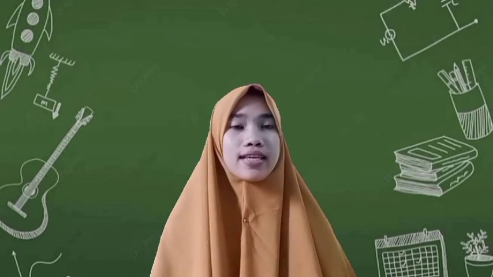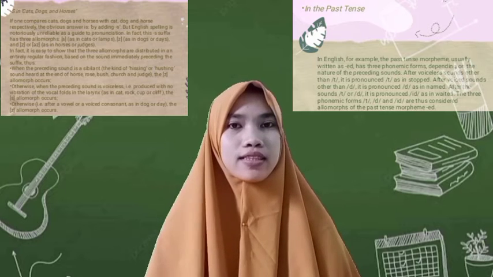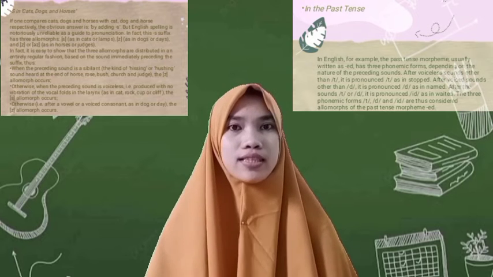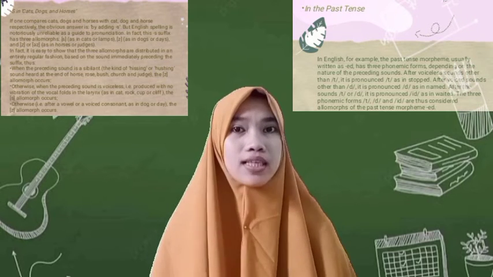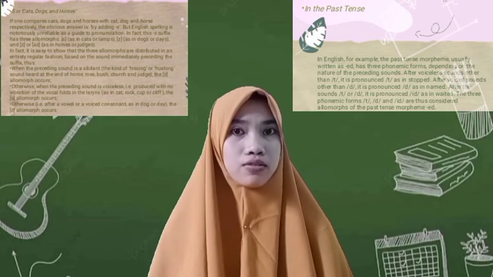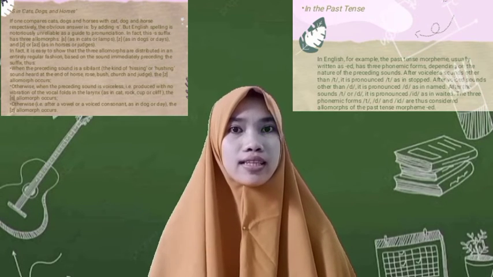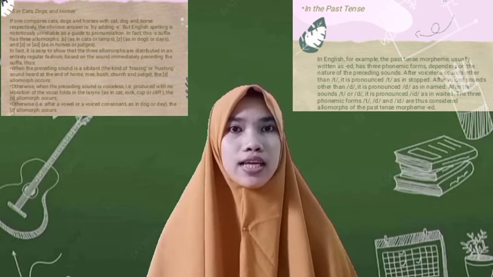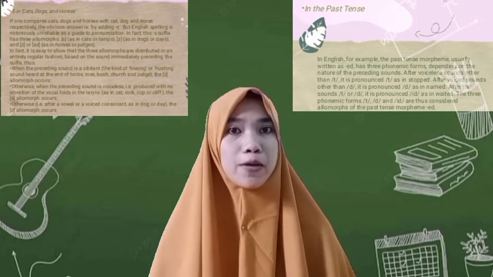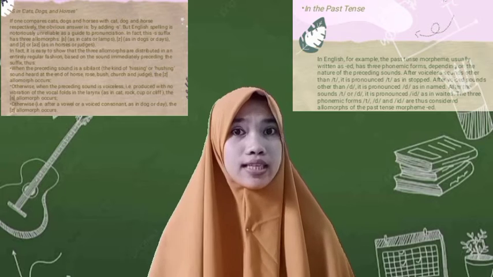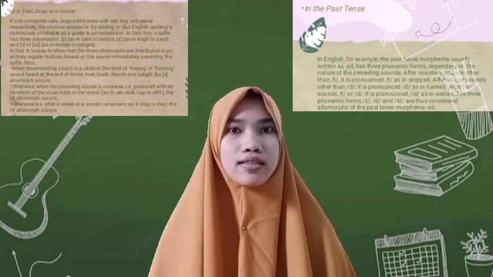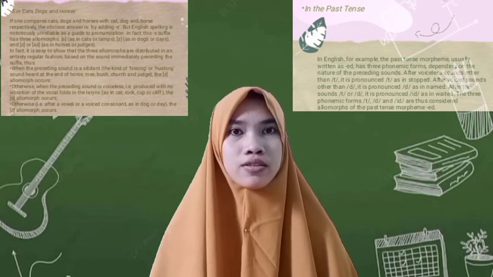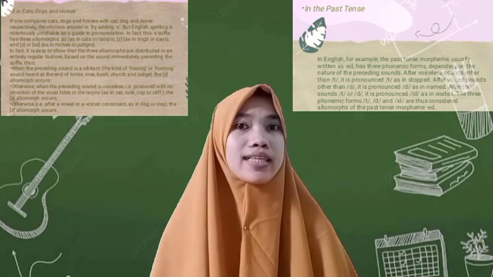The next is the example of allomorphs. The first one is the past tense. In English, for example, the past tense morpheme, usually written as ed, has three phonemic forms depending on the nature of the preceding sounds. After voiceless sounds other than t, it's pronounced t as in stopped. After voiced sounds other than d, it's pronounced d as in named. After the sounds T or D, it's pronounced ID as in waited. The three phonemic forms T, D, and ID are thus considered allomorphs of the past tense morpheme ed.